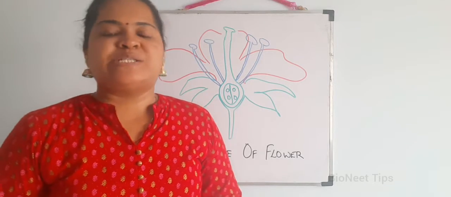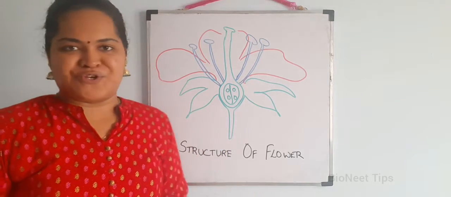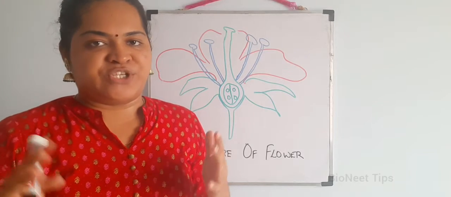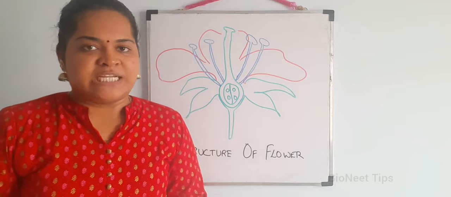Today in this class we'll be talking about the structure of a flower. This topic is from NCERT Class 10, from the chapter How Do Organisms Reproduce.